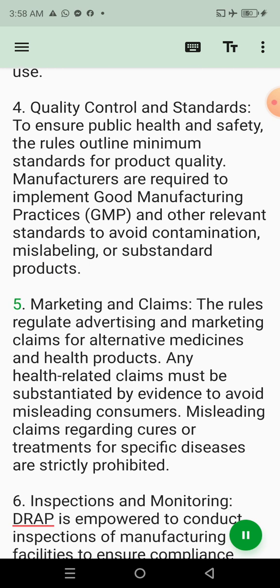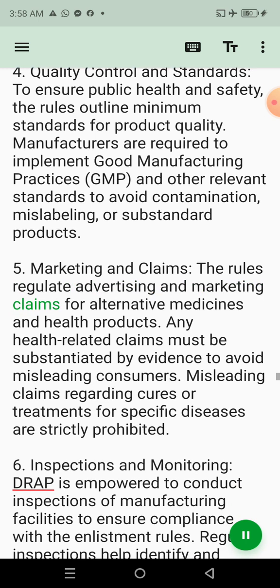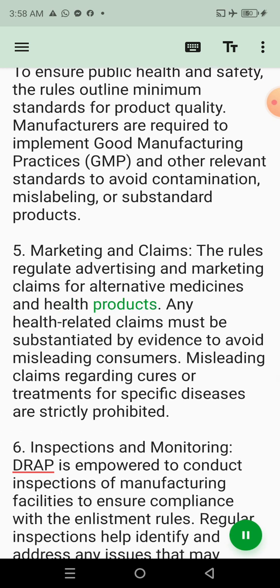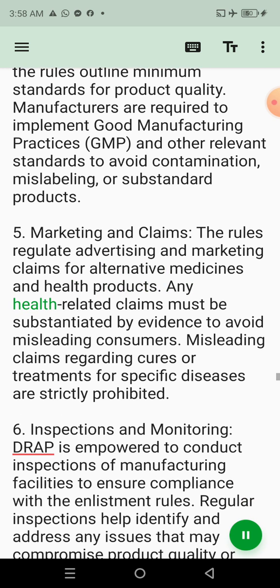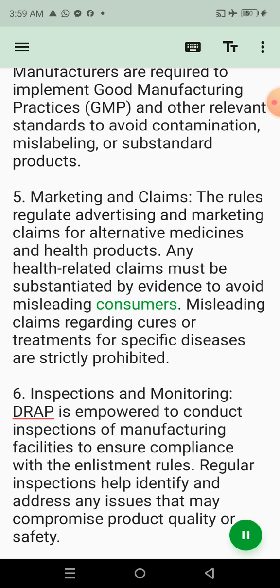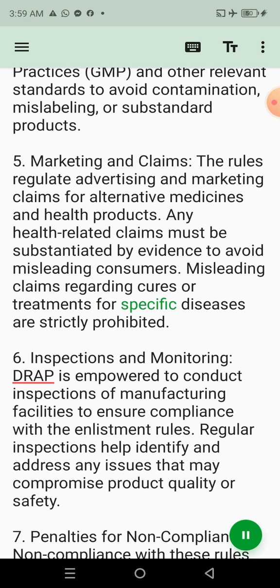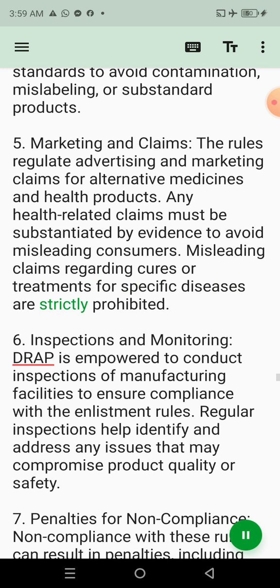5. Marketing and claims. The rules regulate advertising and marketing claims for alternative medicines and health products. Any health-related claims must be substantiated by evidence to avoid misleading consumers. Misleading claims regarding cures or treatments for specific diseases are strictly prohibited.